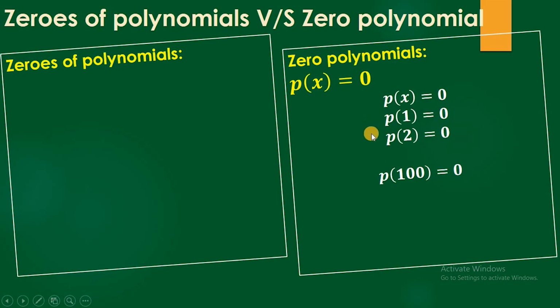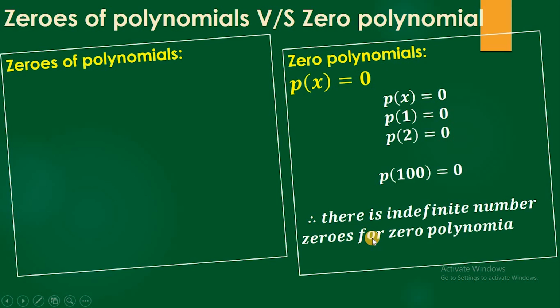So therefore, we can say that the zero polynomial has an indefinite number of zeros. And we have already discussed in the earlier video that the degree of the zero polynomial is not defined. Therefore, the zero polynomial has an indefinite number of zeros.